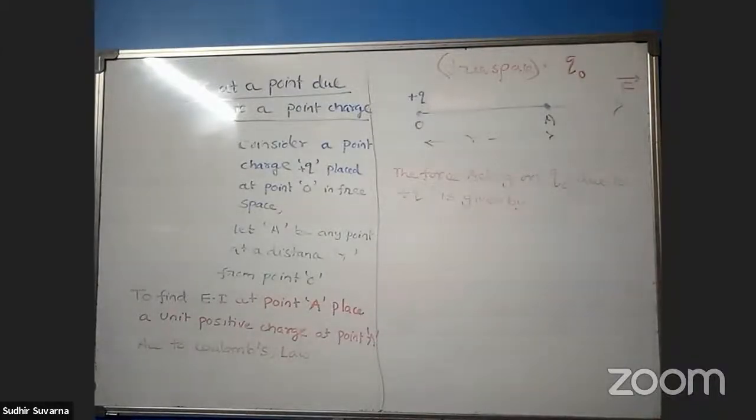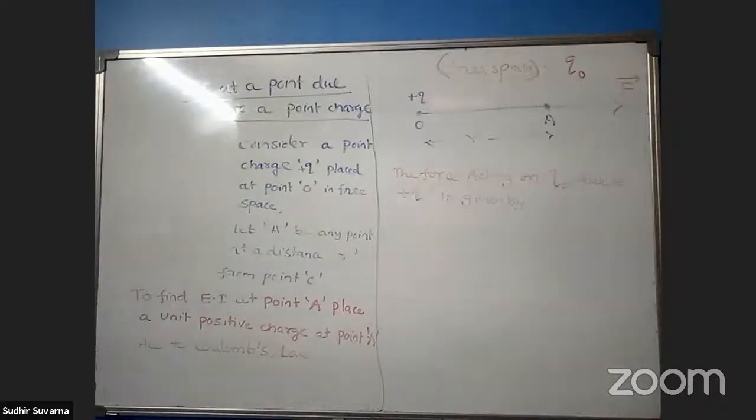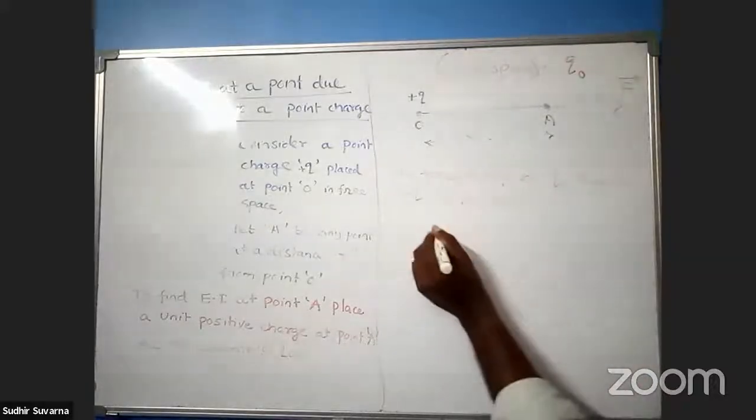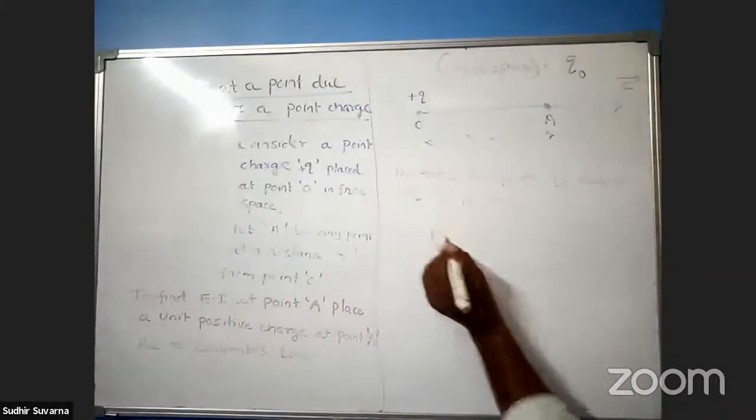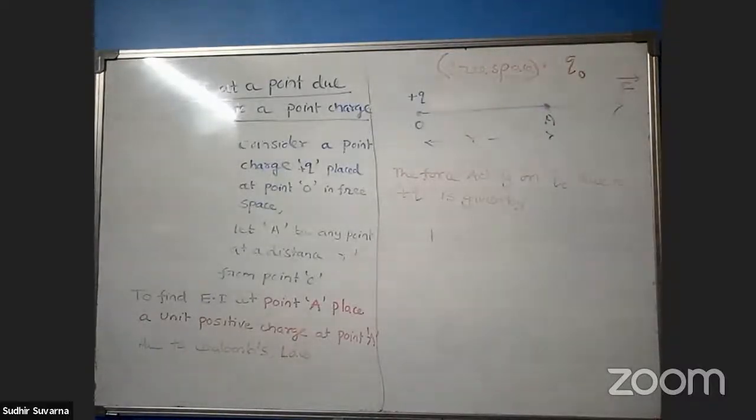But the entire system is in free space. So tell me, 1/4 pi epsilon 0 you need to use, right? Tell me quickly, what will be the expression for force? F is equal to? Like Q plus and Q0 like that, sir.